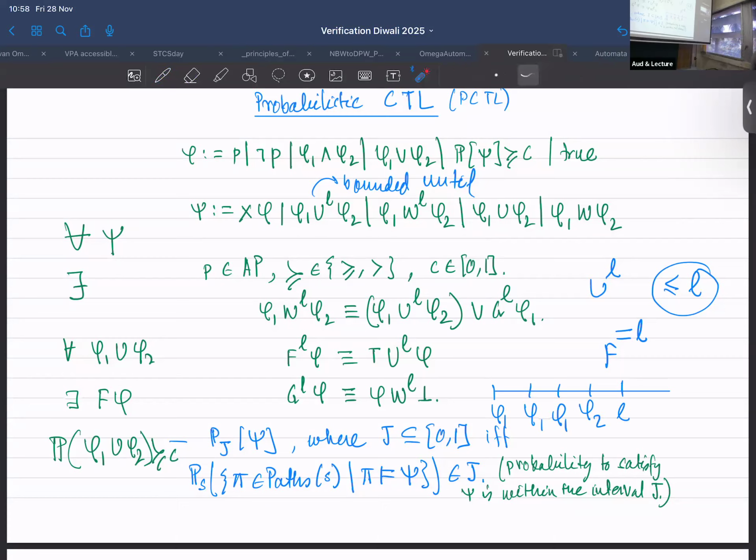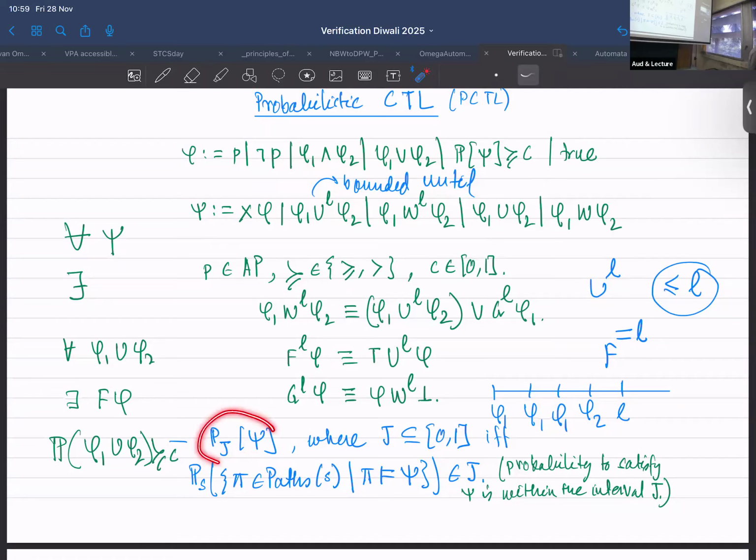And now sometimes I will also use the notation P_J of psi. Instead of saying P of psi is greater than or equal to C, I can also say P_J of psi, where J is an interval. So it means that the probability of the set of paths which satisfy the formula psi is in the interval J. Okay, so it's just another notation, it doesn't make the logic any more expressive. It's just another way of writing. I just use whatever notation I feel like often. Is it clear?